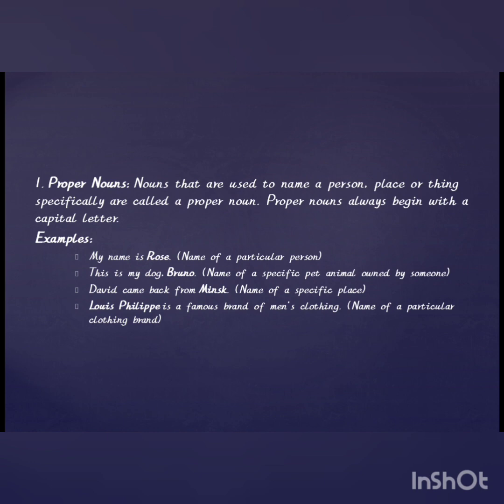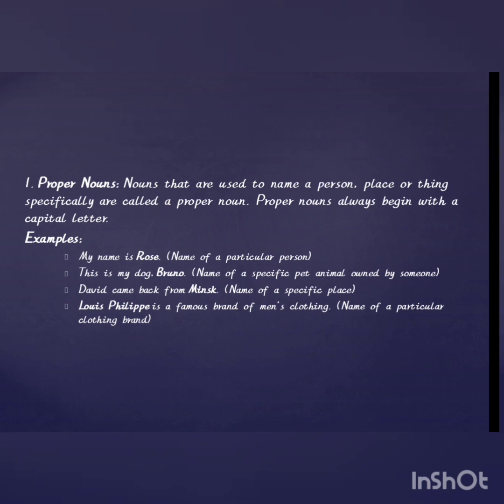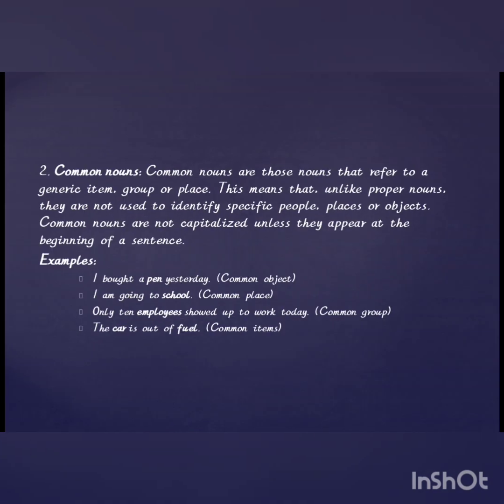So a proper noun is a noun which is identified in a specific manner, and a proper noun always begins with a capital letter. We have just seen 2 points in this type of noun, and I have given here some 4 examples. Just have a glance.